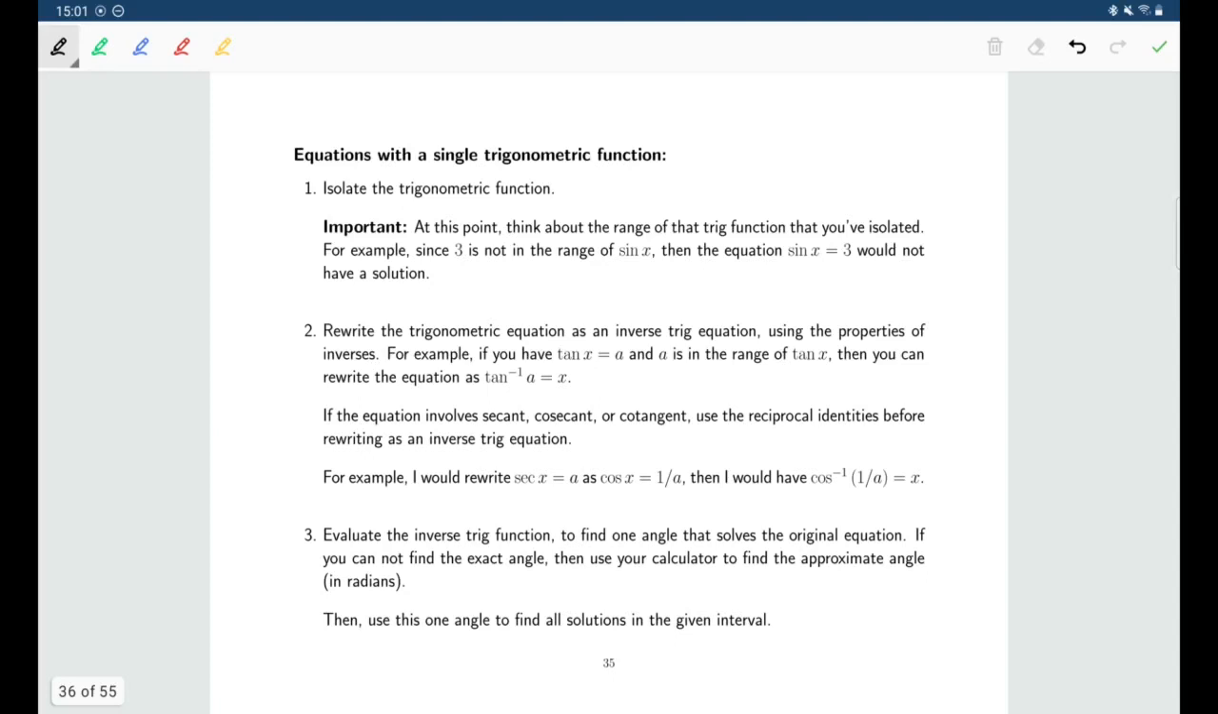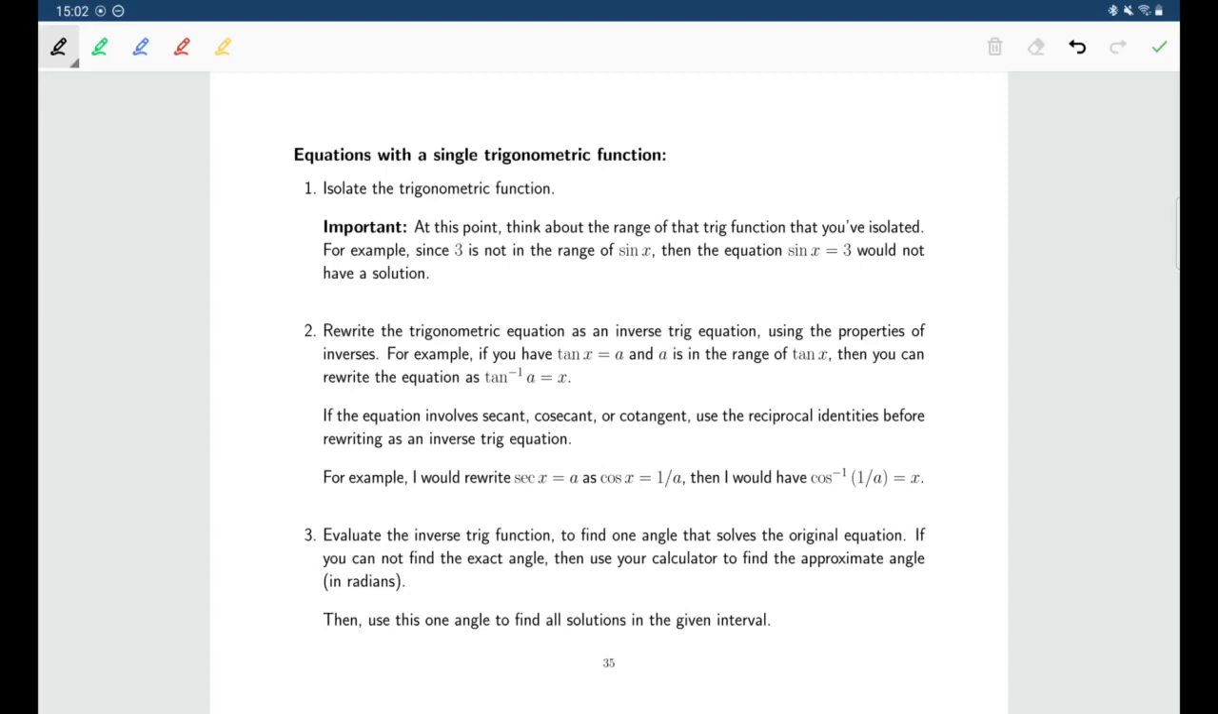Now, we're going to start out with questions where there's only a single trig function in the equation. So not two different trig functions or multiples of the same trig function. Just a single trig function, maybe with some constants in there as well. So the first thing that we'll want to do is isolate the trig function that we have. So moving any constants to the other side, dividing by any constant multiples that we've got, so that we just have trig function equals a number.